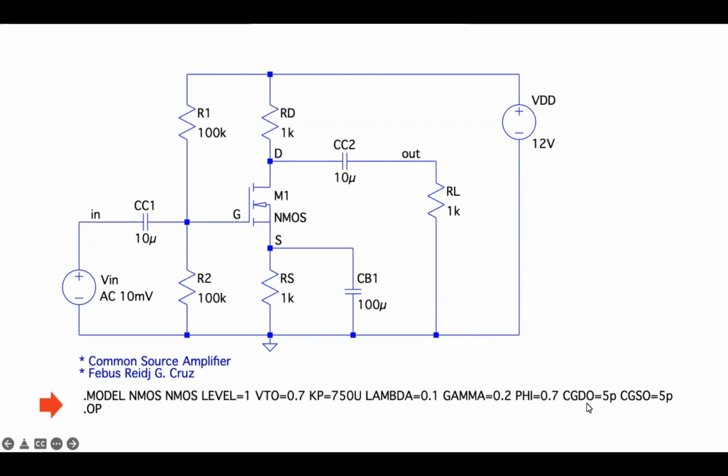Then we also indicated the internal capacitance of our MOSFET. So we have the gate drain overlap capacitance of 5 picofarad and the gate source overlap capacitance of 5 picofarad. Okay? And we are going to do an operating point analysis, so we placed a .op. Okay, clear?